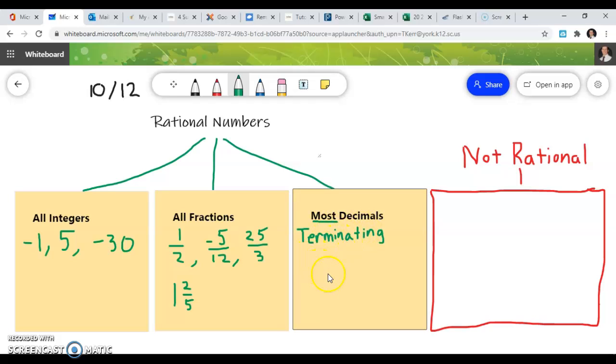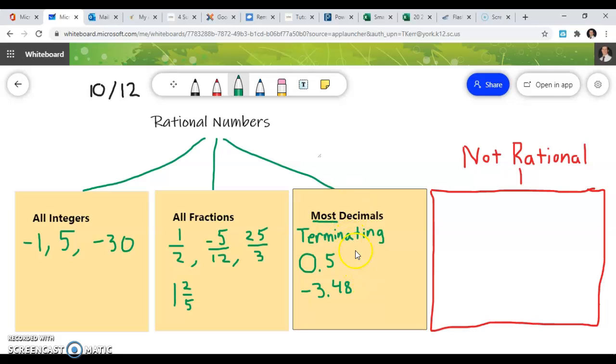So if they terminate, an example there would be like this. So if I have 0.5 or 0 and 5/10, that decimal ends. It ends right here. There's nothing after the 5. Another example would be like this, -3 and 48/100. This decimal ends right here. There's nothing past that. And so any decimal that comes to an end is terminating, and that counts as rational.